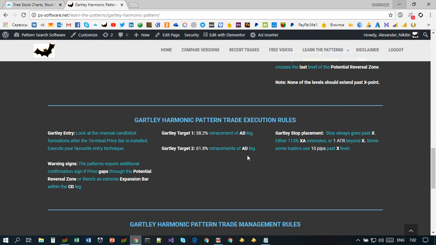Okay, after that, go to execution rules, so you can execute. Pay attention to this warning sign. It is very important. Don't trade harmonic patterns with limit orders. They are not advanced formations, so you should pay attention to this within the potential reversal. I should add one more. It is said that gaps and large expansion bars are warning signs, and I should add one more, the so-called tail close.